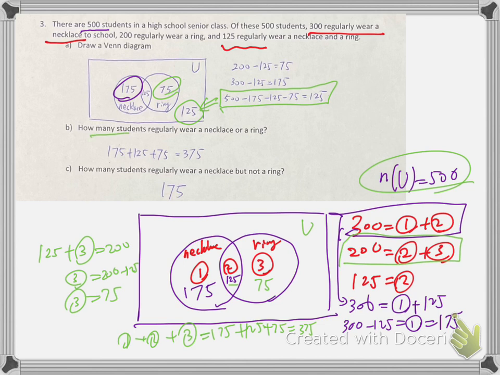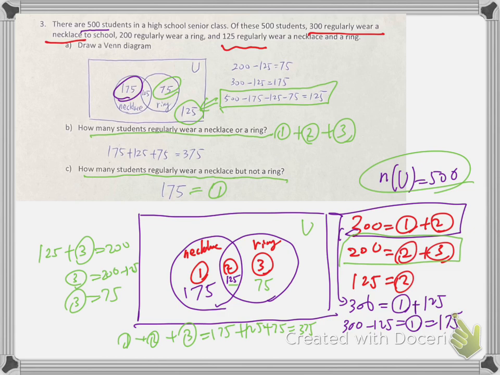How many students regularly wear a necklace or a ring? This will be part 1, part 2, and part 3, so this is 375. How many students wear a necklace but not ring? That means in the necklace but not in the ring. So this is part 1, right? After you make the Venn diagram, you change the sentence to one part of the picture.